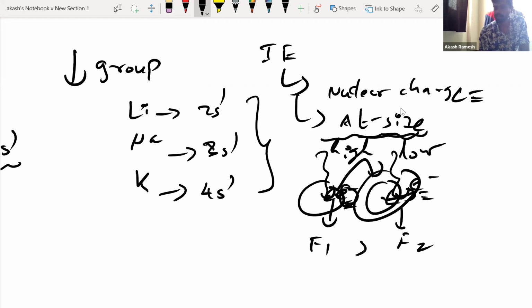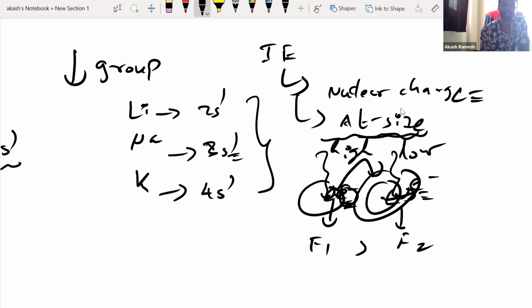So what you're understanding is, as the valence electron goes farther and farther away from the nucleus, the electron is less and less tightly bound to the nucleus, and it becomes more and more easy for us to remove the electron. When I say it is more easy to remove the electron, all I'm trying to say is that less and less energy is required to remove the electron. Yes. Okay, now it's very simple.